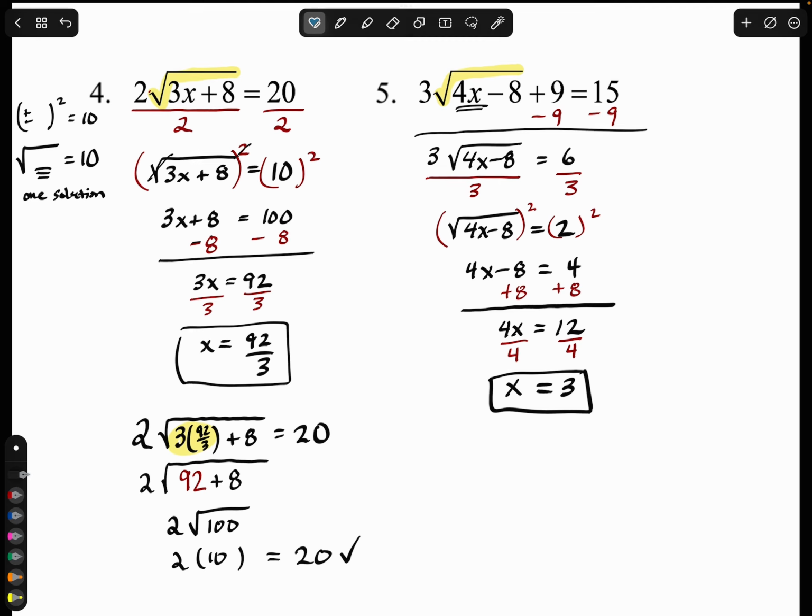Plug it in to check it. 3 times 4 is 12. Minus 8 is 4. The square root of 4 is 2. Times 3 is 6. Plus 9 is 15. I know it works, and I can feel good about it.